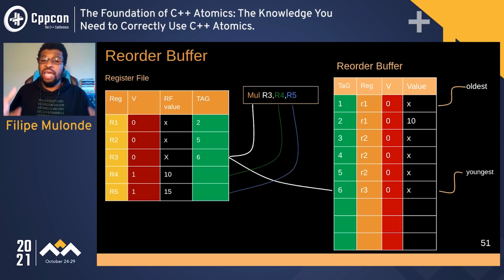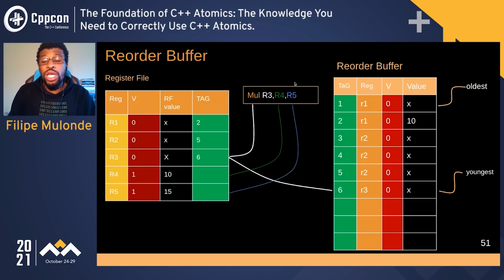When an instruction arrives at decode stage, first we allocate an entry for that instruction in the reorder buffer. And this entry becomes the youngest in the reorder buffer. Knowing that this instruction is going to change register number 3, we go to the register file and we set the valid bit of register number 3 to 0. And we also write the address of the reorder buffer entry of that instruction into the register file, so that the next instruction knows where to find register number 3 in the reorder buffer.